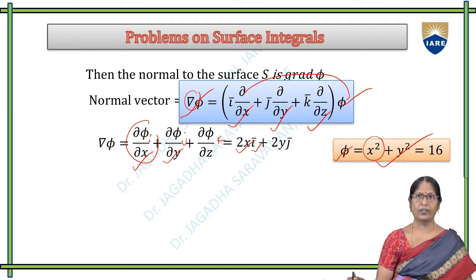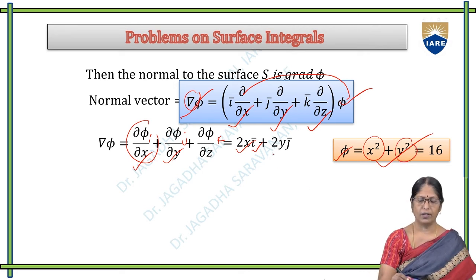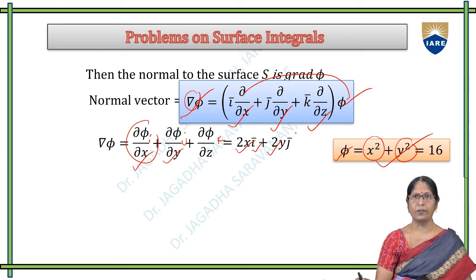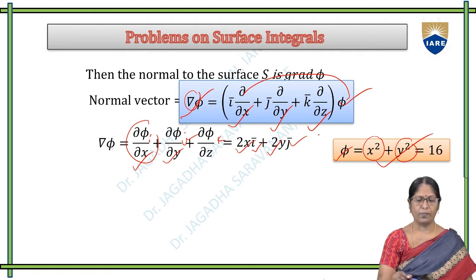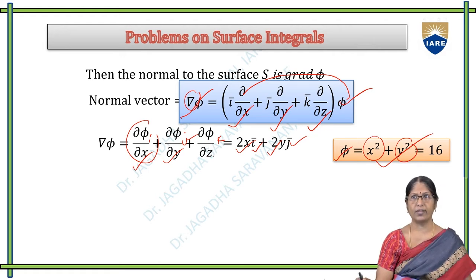So the next one is ∂phi/∂y. So here what I am circling, y square, the differentiation is 2y. This j is written as it is. Next one is ∂phi/∂z. But here there is no z term at all, so completely it has become 0.